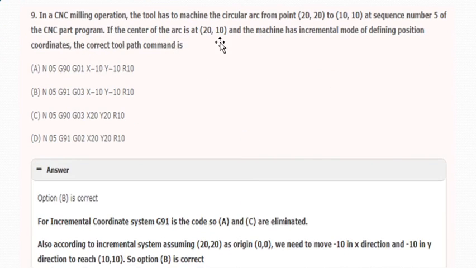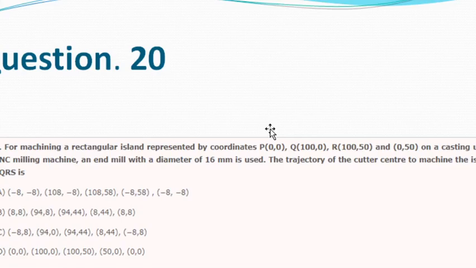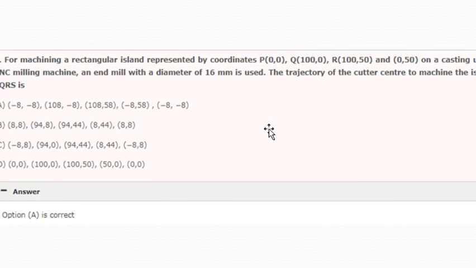In this question, the trajectory of the cutter center to machine the island for the rectangular machining operation, the path of the trajectory we have to find out. You understand the 4 options: minus 8 comma 8, 108 comma minus 8, 108 comma 58, minus 8 comma 58, minus 8 comma minus 8 is the correct answer.